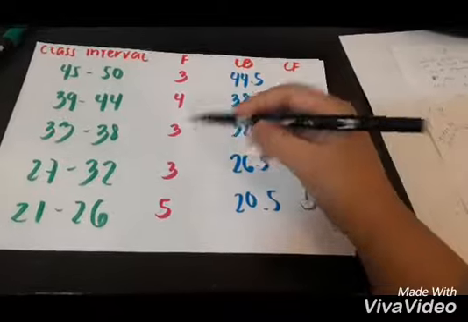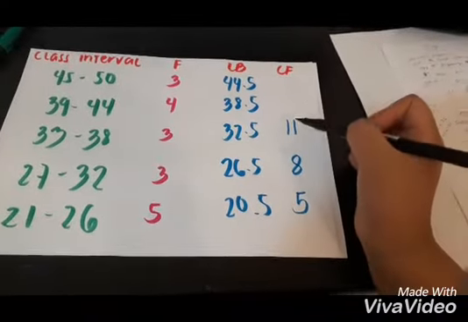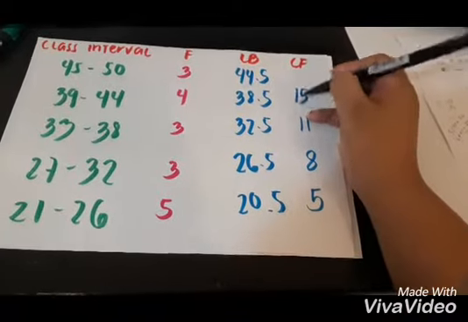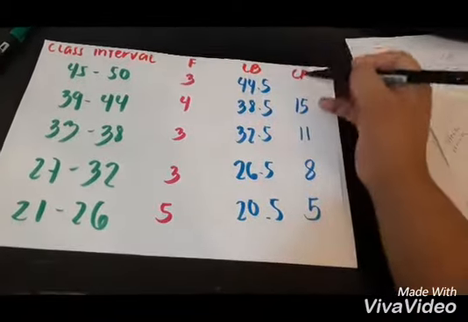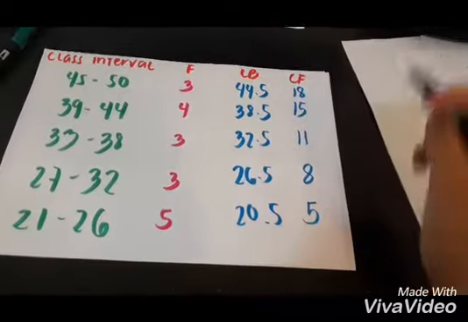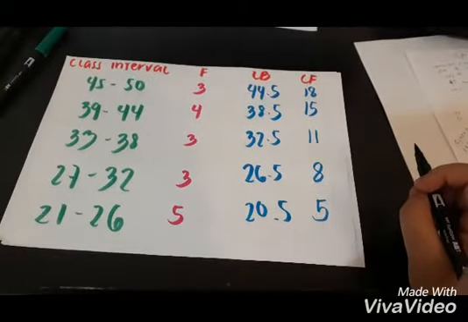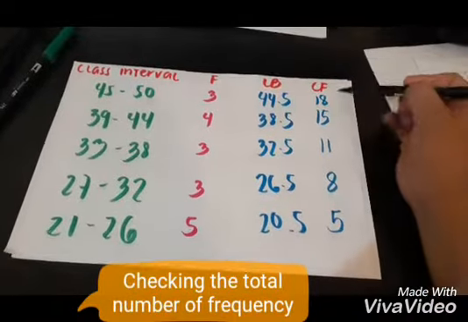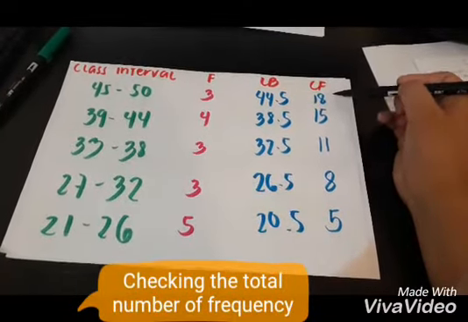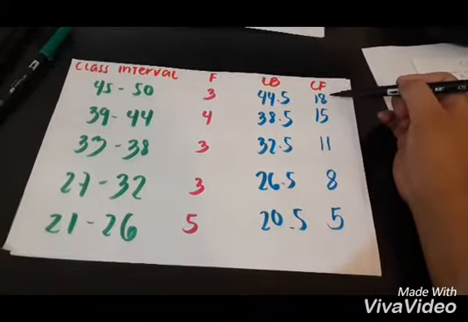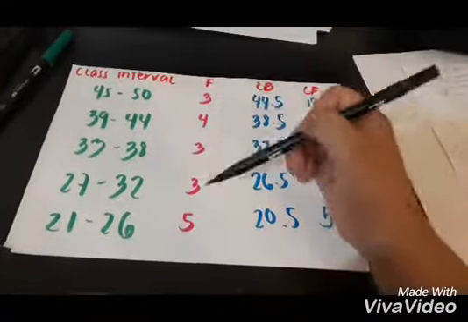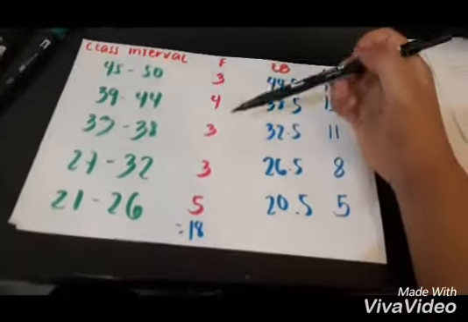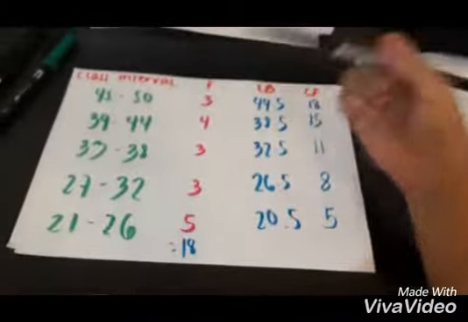So 8 plus 3 is 11. And 11 plus 4 is 15. And 15 plus 3 is 18. And actually, by getting the cumulative frequency, this is also the way of checking the total number of frequency. So the number here, which is 18, is the total number of the frequency. So this equals 18. 3 plus 4 plus 3 plus 3 plus 5 equals 18.